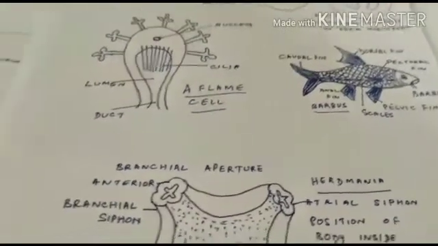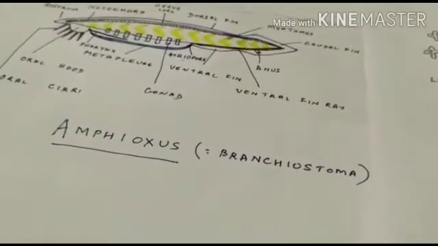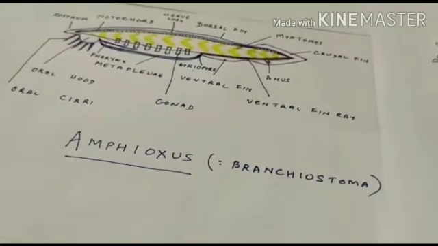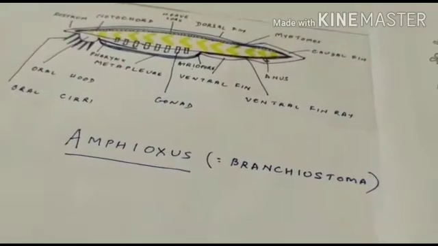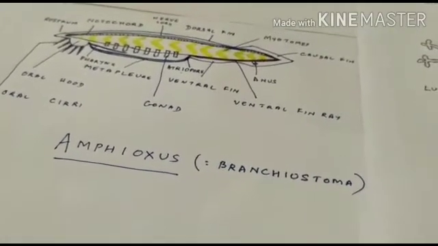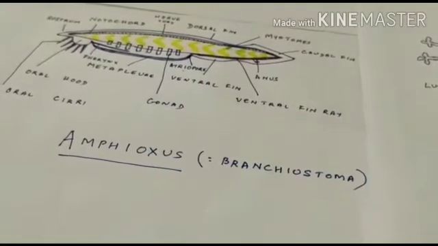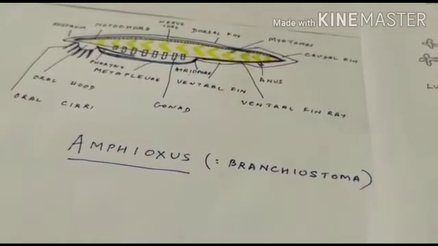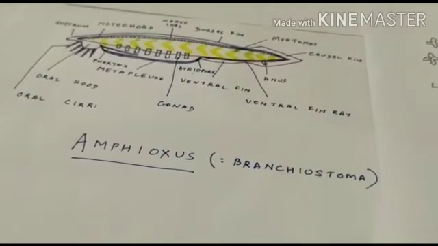So for instance, in case of cephalochordates, the body is laterally compressed and it has two pointed ends. The anterior end is pointed, so is the posterior end. Next, the post-anal tail is present, the tail region is present. The fins are of three types, that is the dorsal fin, caudal fin and the ventral fin.